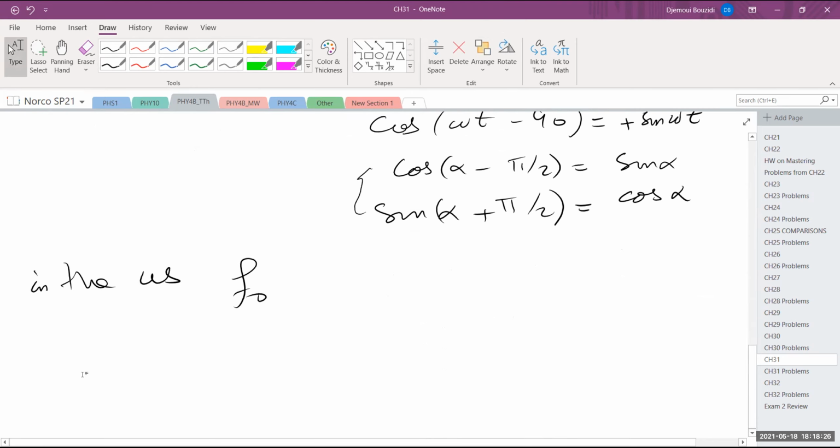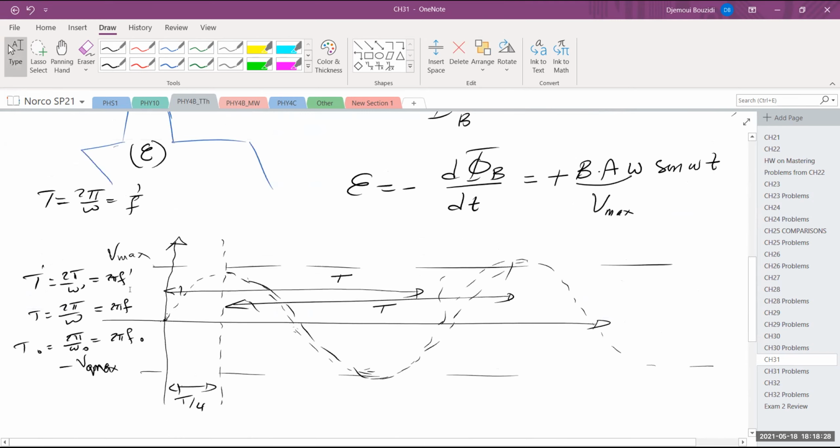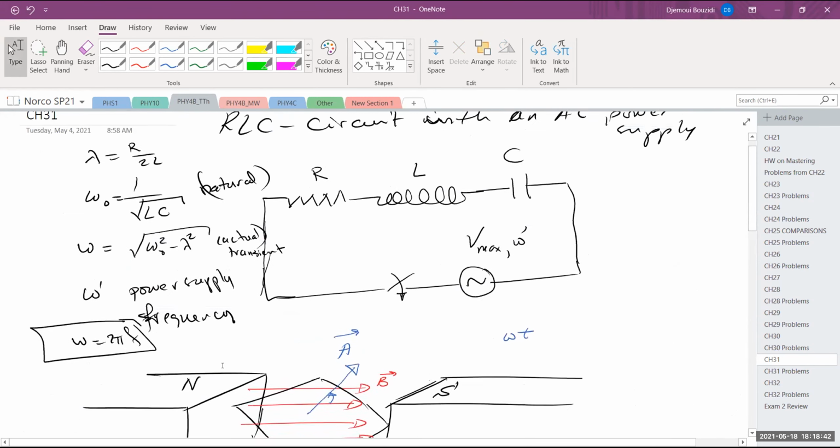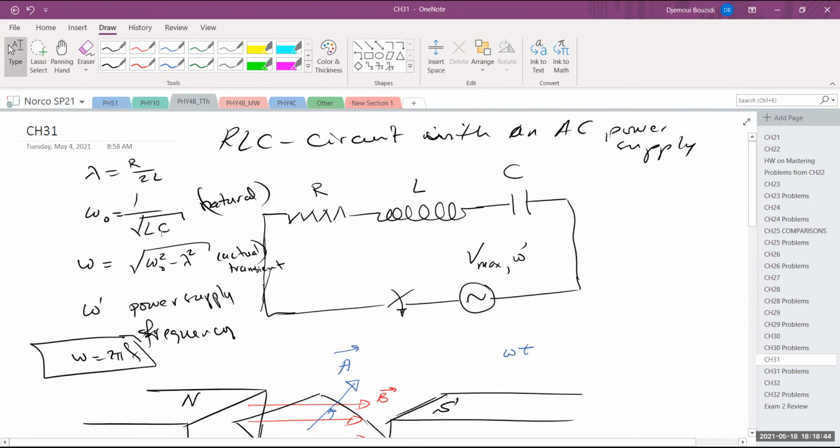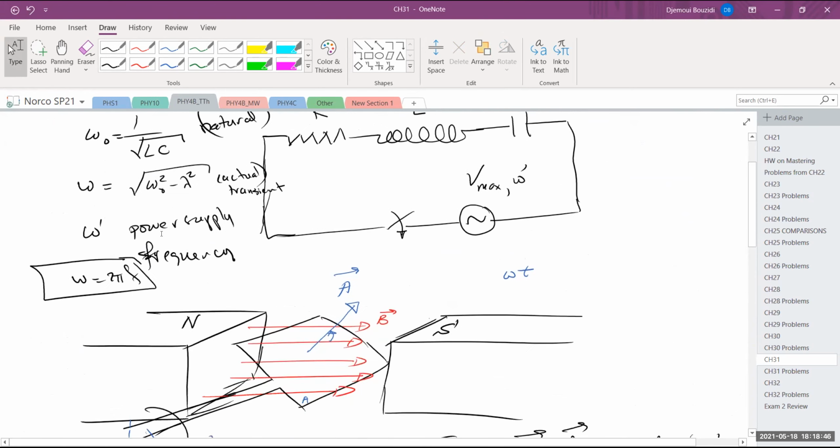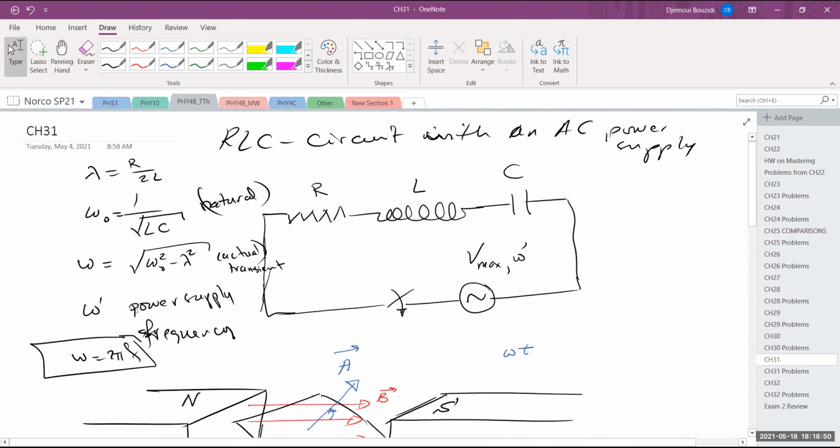I'm sorry, did I call it f naught? F prime, F prime. What am I talking about? The F prime, this is the power supply. This is the transient, and this is actually the natural frequency. The natural frequency depends on your L and C, on how much L and C you have made up your circuit. This one depends on the difference between these two numbers. This one depends on the power company.